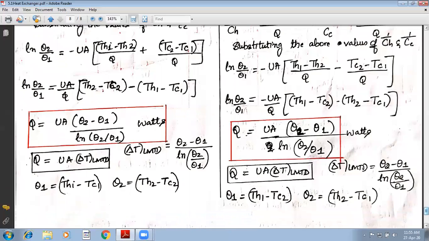With this, I will stop here. In the next class, we will consider a couple of problems on parallel flow as well as counterflow heat exchangers.